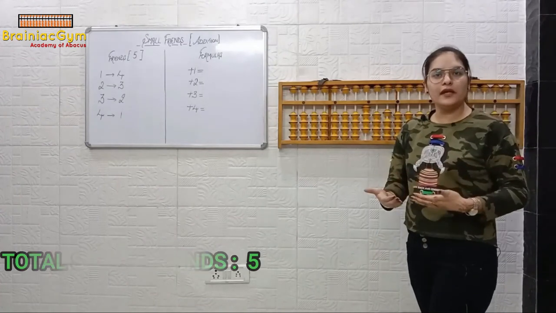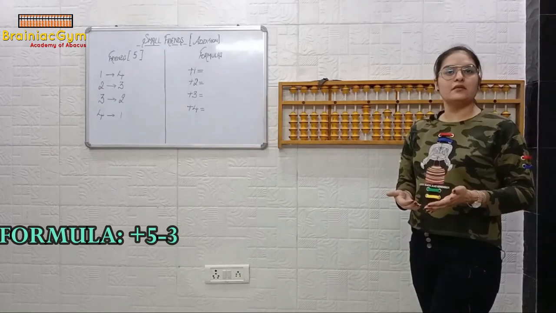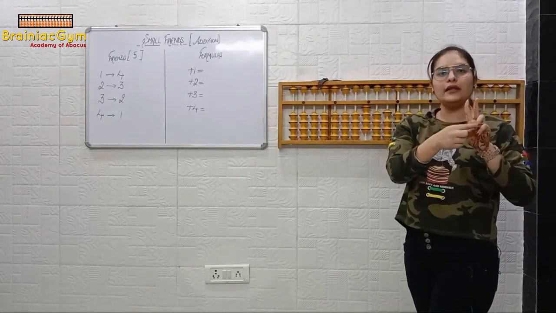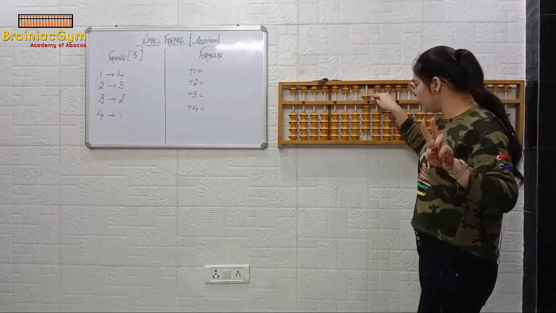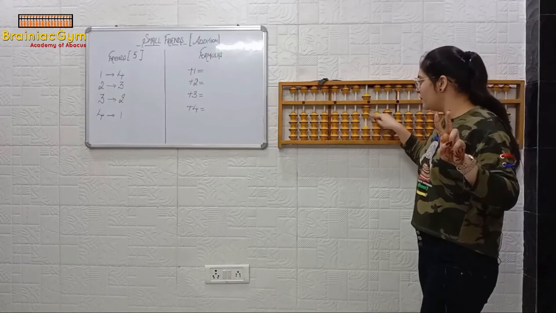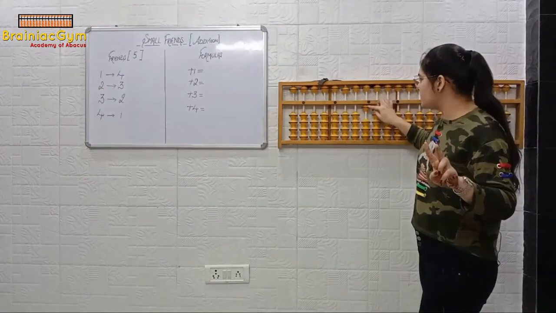So formula will be plus 5 minus 3. Hame 2 karna hai, to 2 ka friend dekhenge. 2 ka friend hota hai 3. So plus 5 minus 3. Minus 1, minus 2, minus 3. Answer is 6. Let's take one another example.